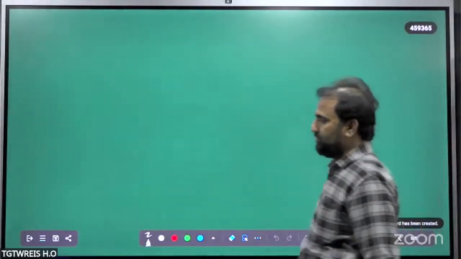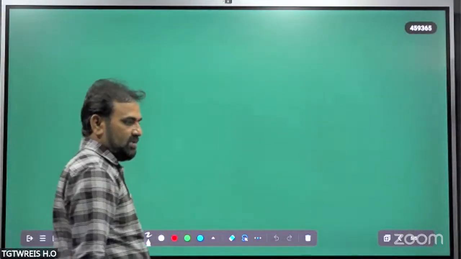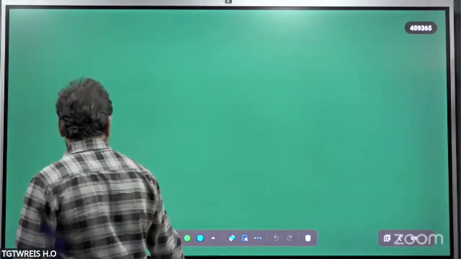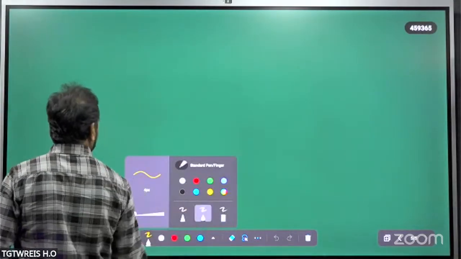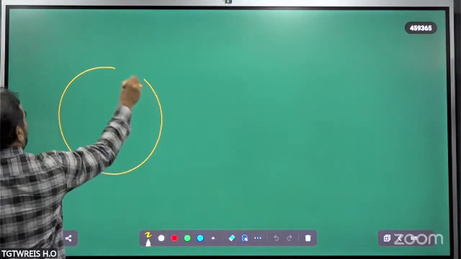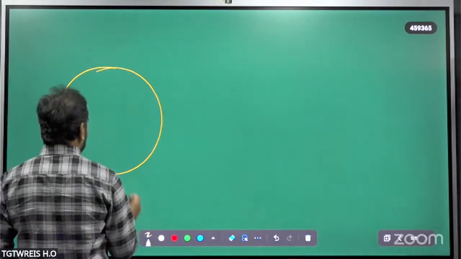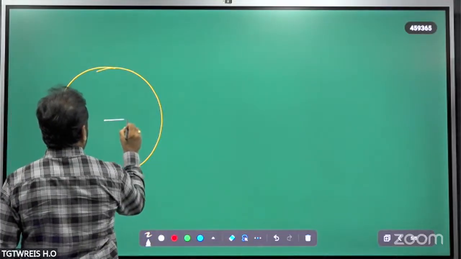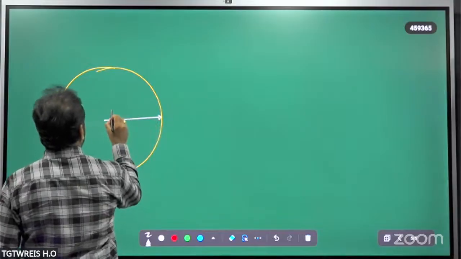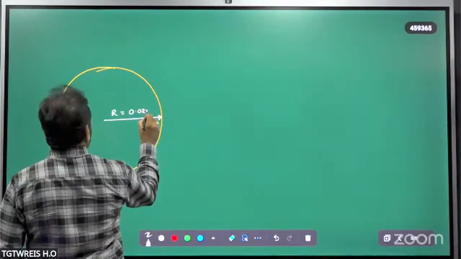Next problem, see. The next problem was also asked based on the concept of torque only. Suppose consider a wheel here. This is a wheel, which has a radius r is equal to 0.02 meter.